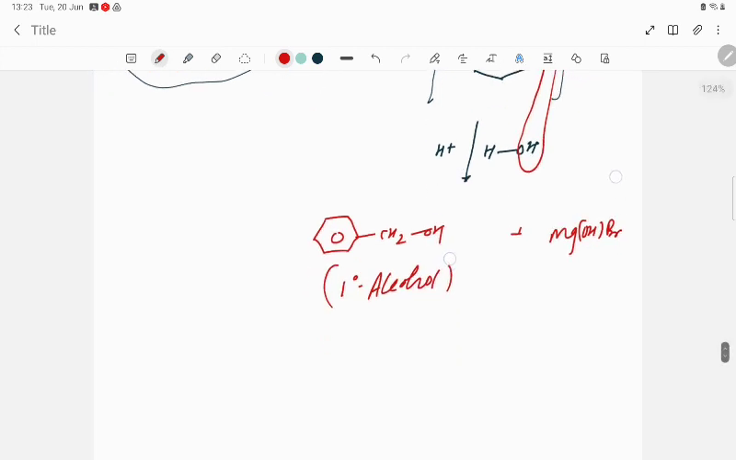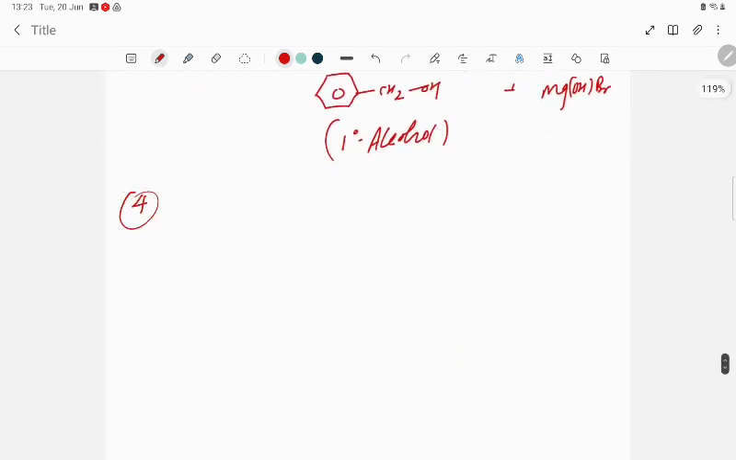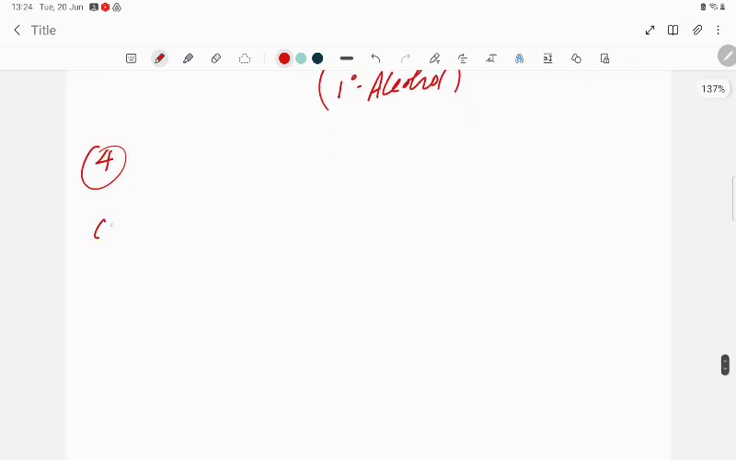Now let us move on to the fourth question. Suppose in place of this you take CH3CH2MgBr, and you are treating it with formaldehyde, H-C double bond O and H.